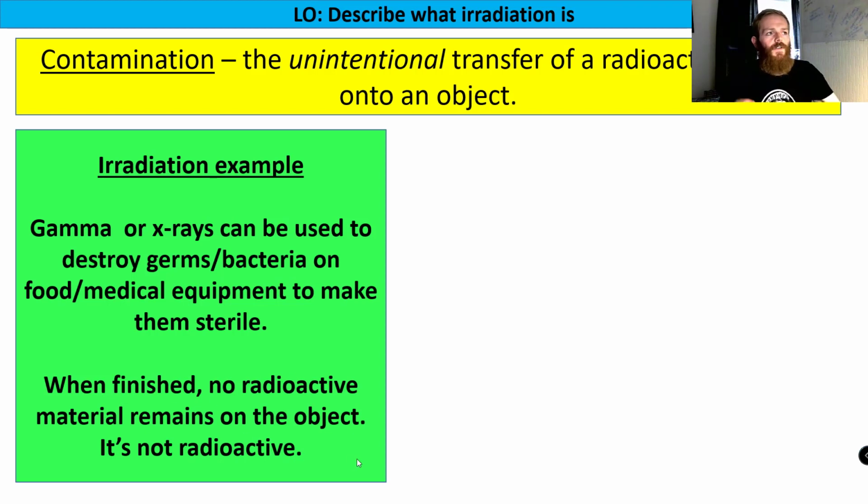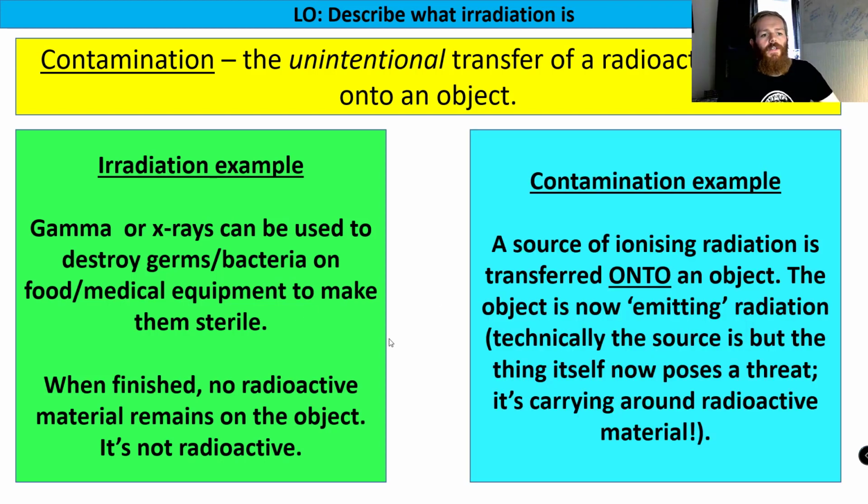It's not radioactive. So if you're a surgeon, for example, and you're using scalpels and medical equipment that has been irradiated using gamma rays, the actual object itself, after it's been irradiated, poses no threat to you at all. It's not giving out radiation, it's not radioactive. It's been subjected to radiation, but it's not itself radioactive.